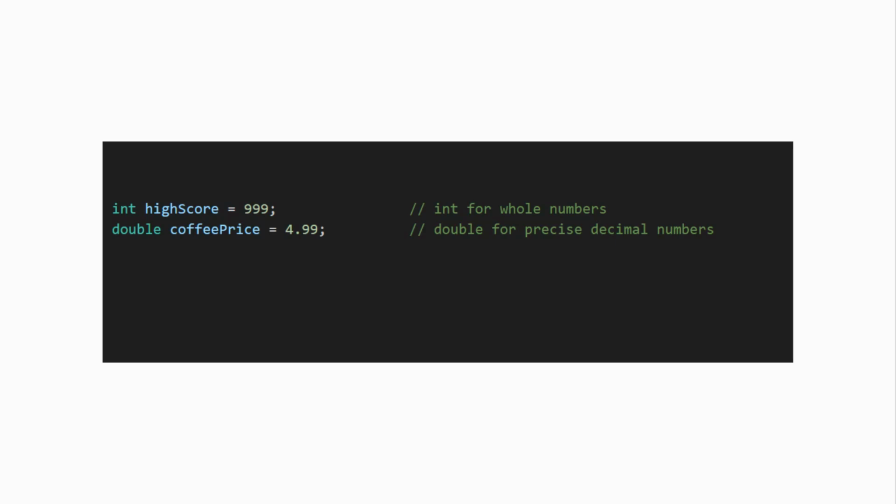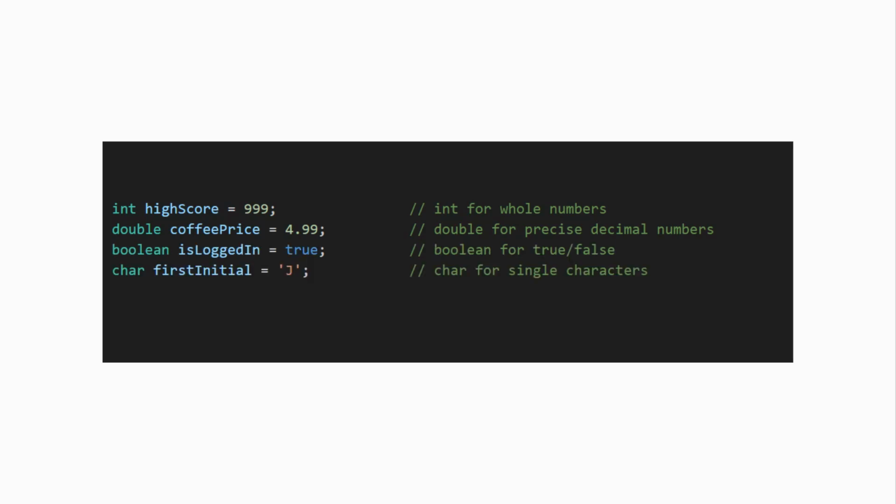For example, int is used for whole numbers, like a game's high score. Double is for decimal values that need extra precision, such as the cost of a coffee. Boolean variables store true or false values, perfect for a user's login status. Char is for single characters, such as the first letter of a name.